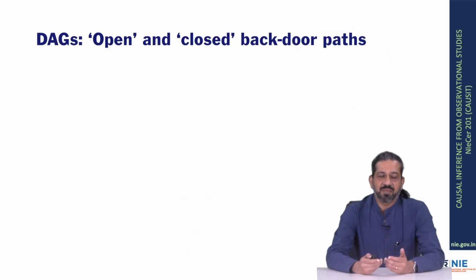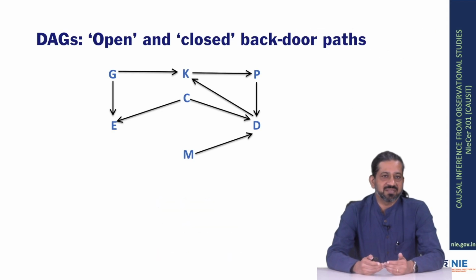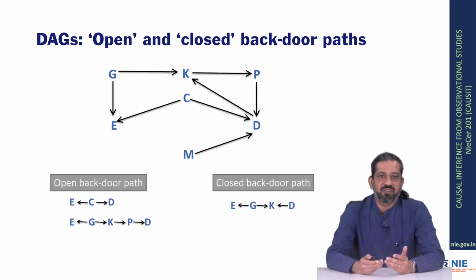One way to simplify identifying backdoor paths is to redraw your DAG by removing all the arrows that go out from E, the exposure variable. And then this is how your DAG will look. Now, all the paths that remain on this DAG, where we have removed all the arrows that go out from exposure variable E, would be backdoor paths. So we have ECD, we have EGKD, and we have EGKPD.